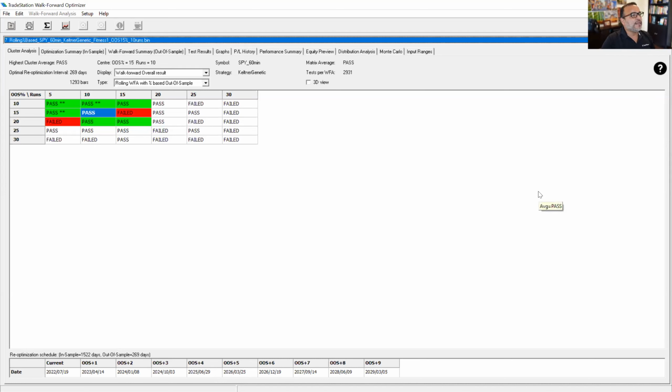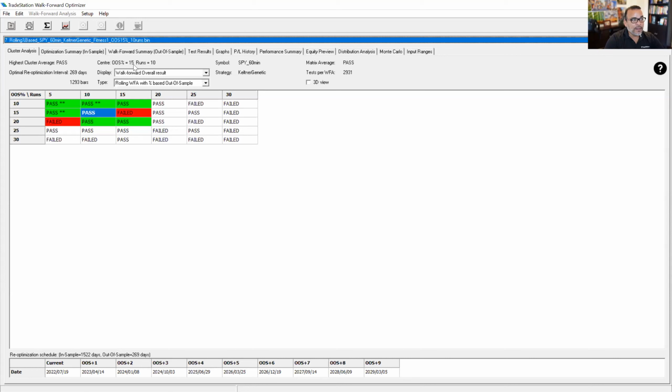Some of the things that you find here. Right here at the top, you have a matrix average. It has a passing grade. This is important because it may look green, but it's not until you look over here at the matrix average, which is everything, that pretty much tells you if the WFO test actually passed. You have information such as how many tests per walk forward analysis. It tells you where the center is.